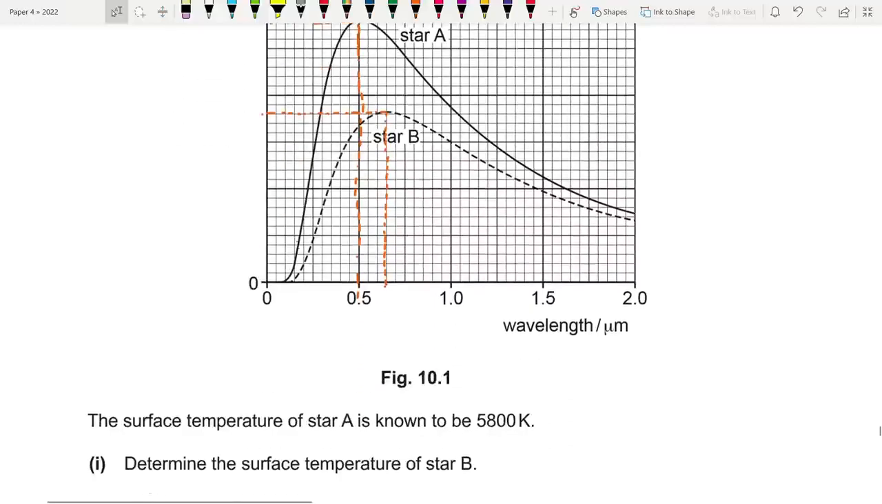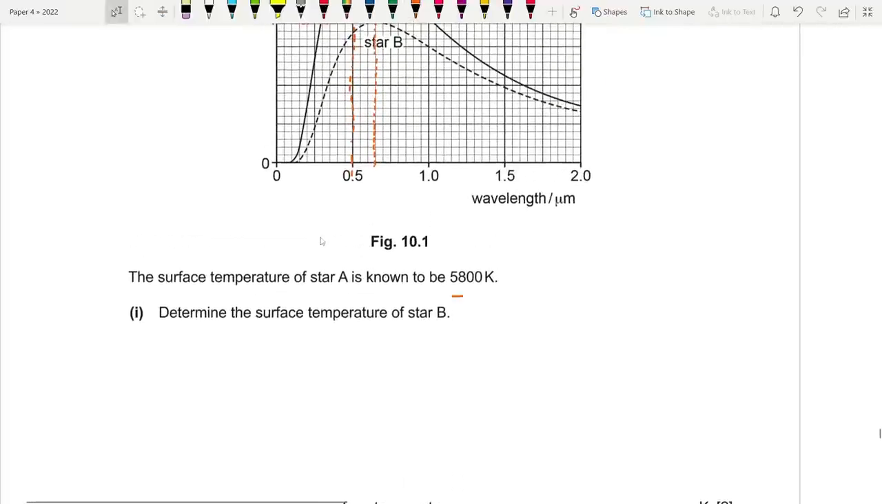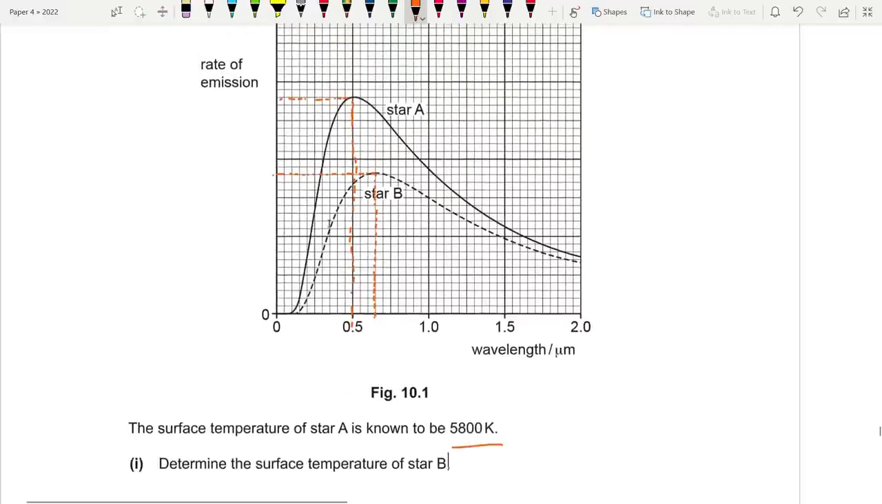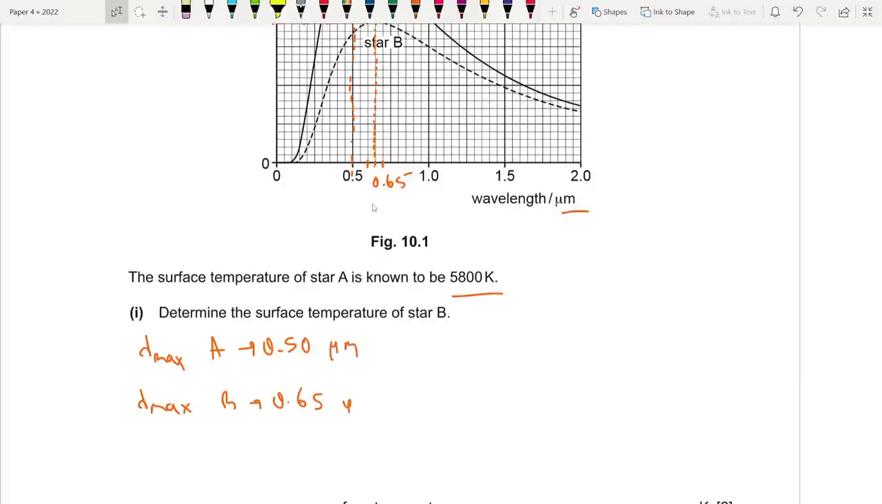Okay. So determine the surface temperature of star B. The surface temperature of A is known as 5800 Kelvin. Okay, let's do that. So what are the values for star A? It's 0.5, and for star B, this is 0.6, this is 0.7, so it's at the midpoint, which is 0.65, right? So lambda max for star A is 0.5, lambda max for star B is 0.65, okay? Micrometers.